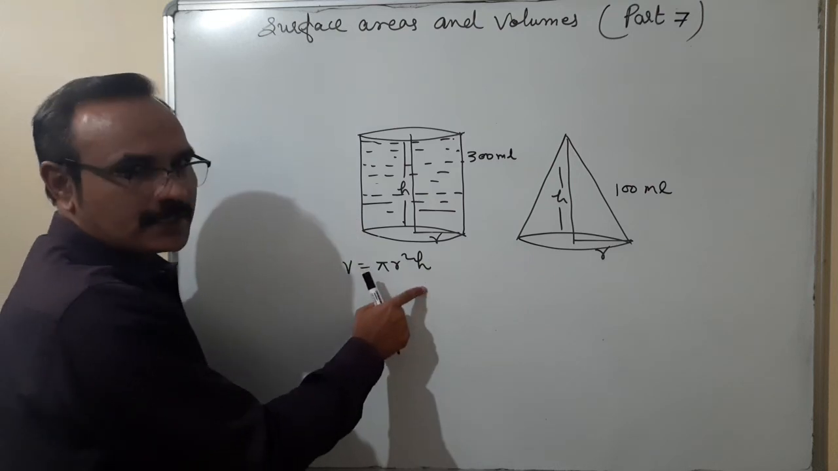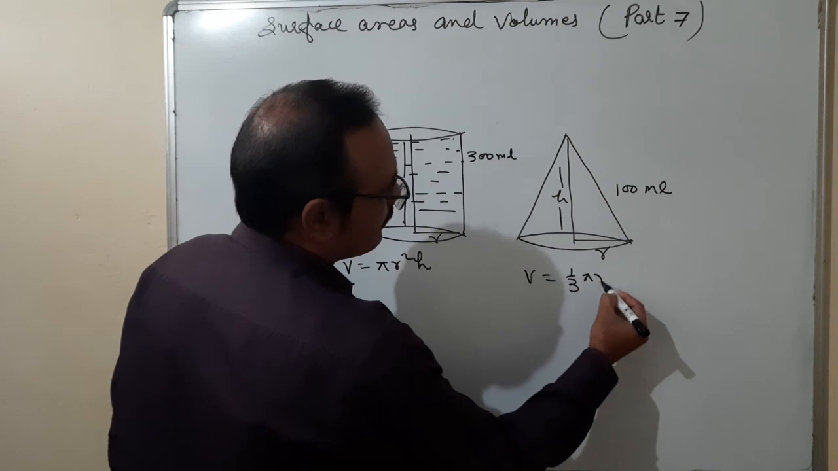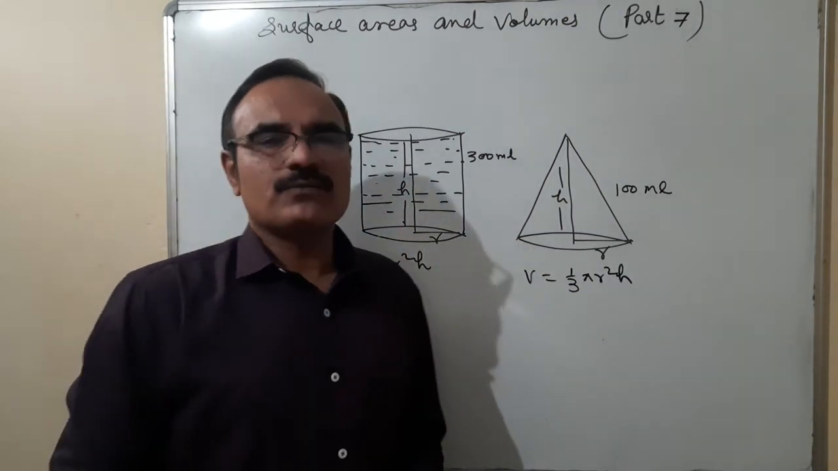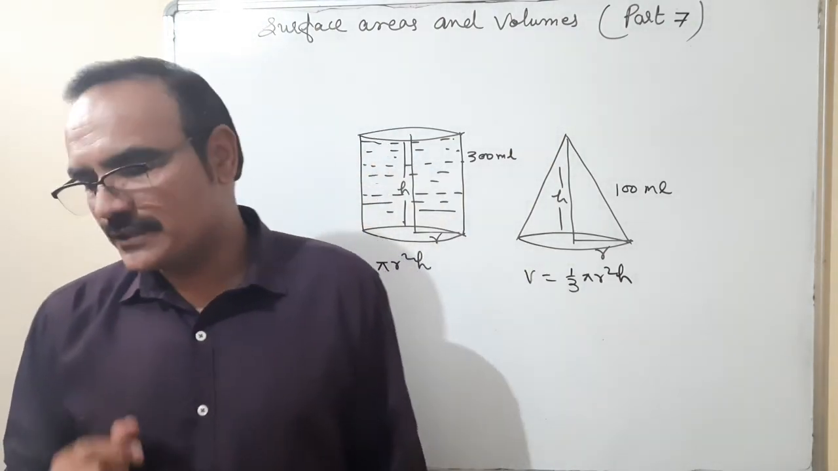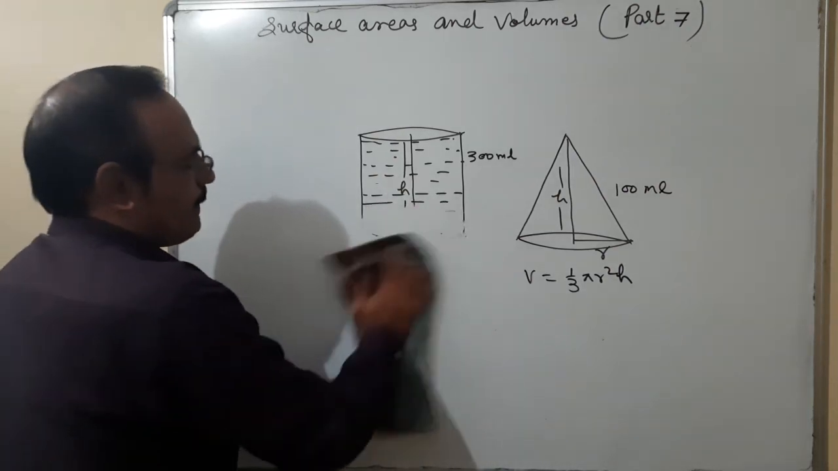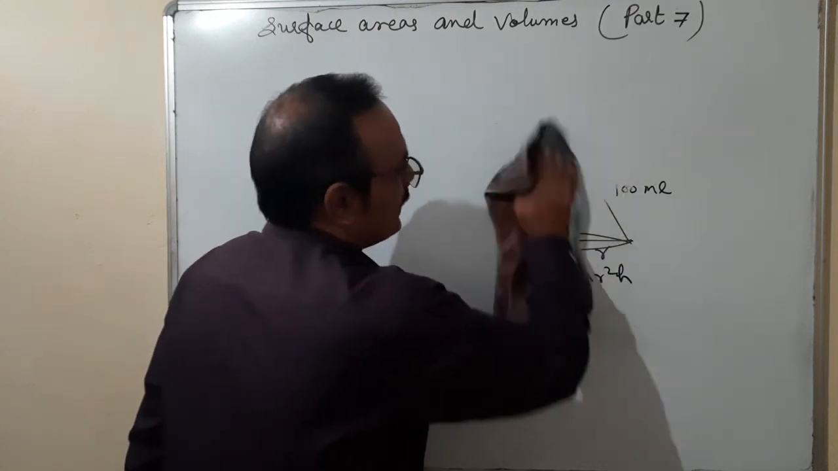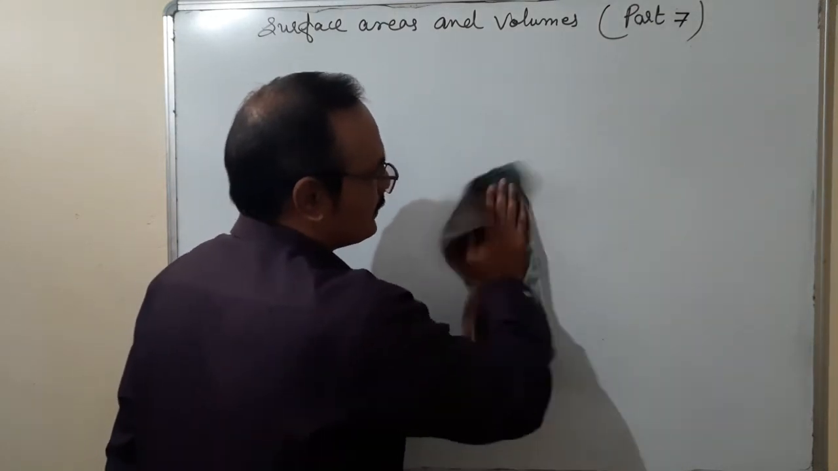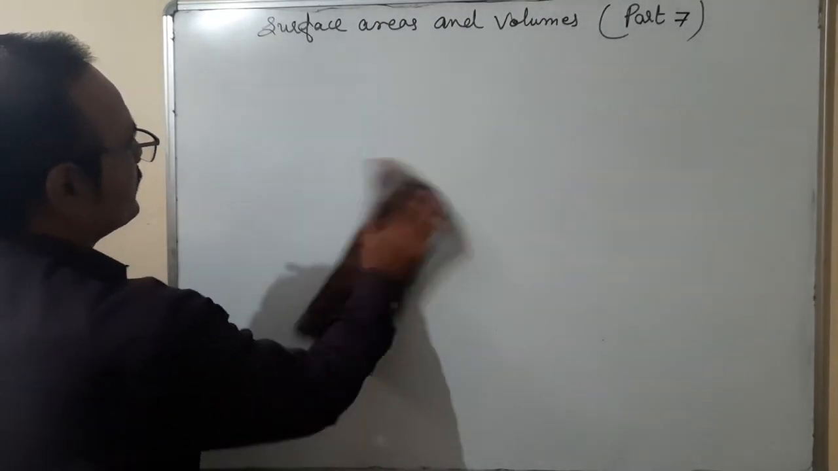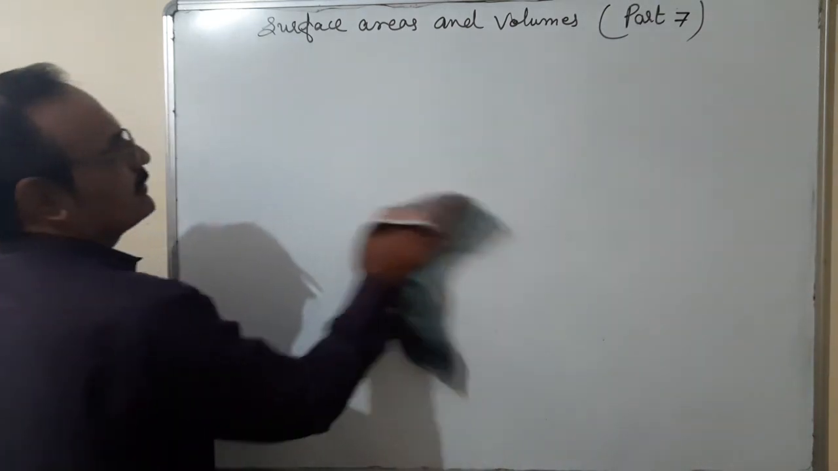Since the volume of a cylinder is equal to pi r square h, therefore the volume of a cone is equal to 1 upon 3 pi r square h. So this is the formula for finding the volume of a cone. For finding the volume of a cone, we need the base radius and height. If the slant height is given along with the radius, then we are going to find the plain height, because in the volume of a cone we need only the height, we don't need the slant height.